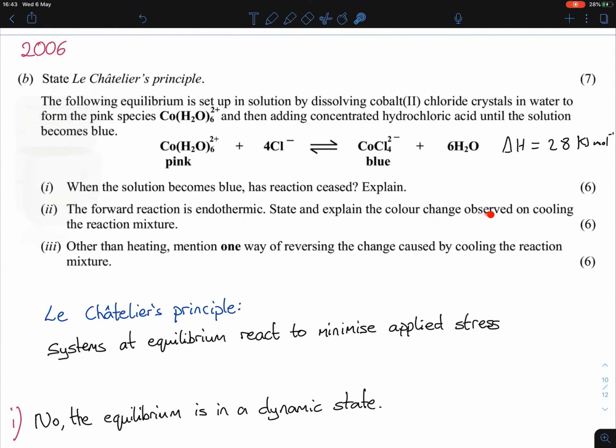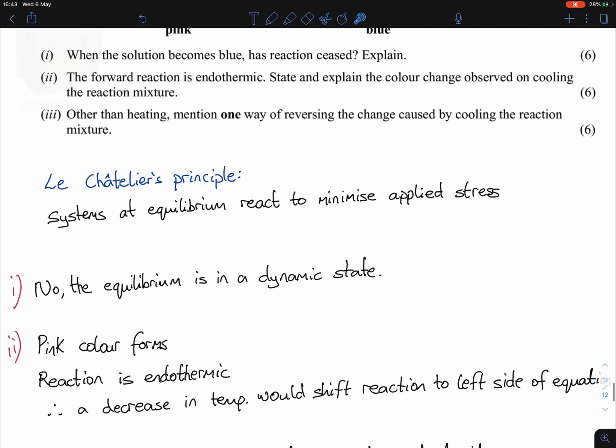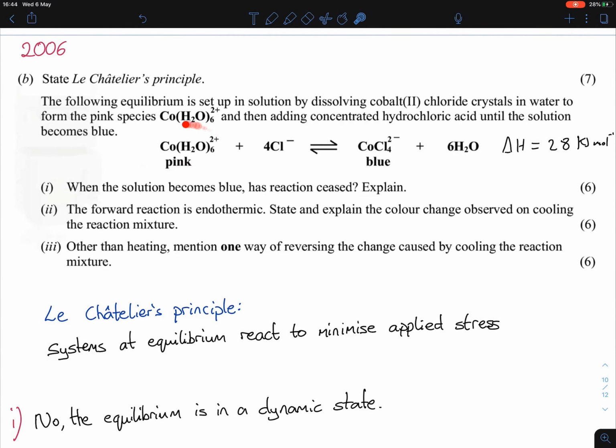State and explain the color change on cooling it. So if I cool it, it's going to drive the reaction towards the left-hand side, the reactant side. So therefore, it should be going pink. If the reaction is endothermic, a decrease in temperature shifts the reaction towards the left-hand side, which is over here.